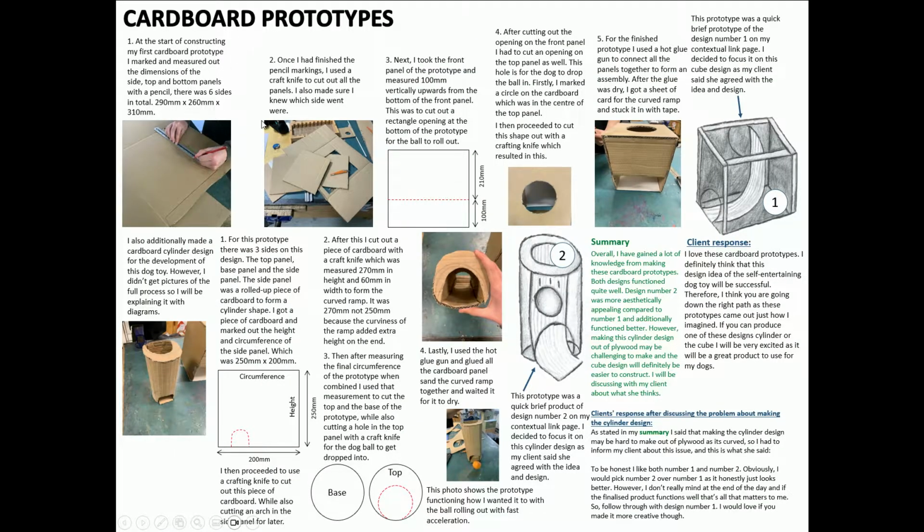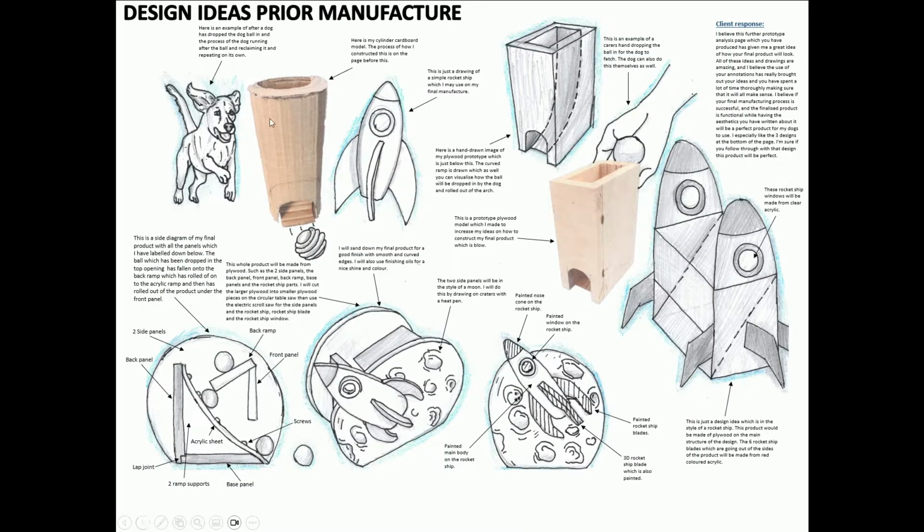Cardboard prototypes. This is some just cardboard prototypes of the dog toy I was thinking of making. And yeah, I basically made one, which is a cardboard prototype of this one, and I made one of the cylinder one like this. And if you want to get the highest marks, just remember to take photos of everything. If you're making something, take as many photos. You can fill up more space, you can write more. It's just going to help you in the end. But if you don't have many photos, just use diagrams like I did. It was quite helpful.